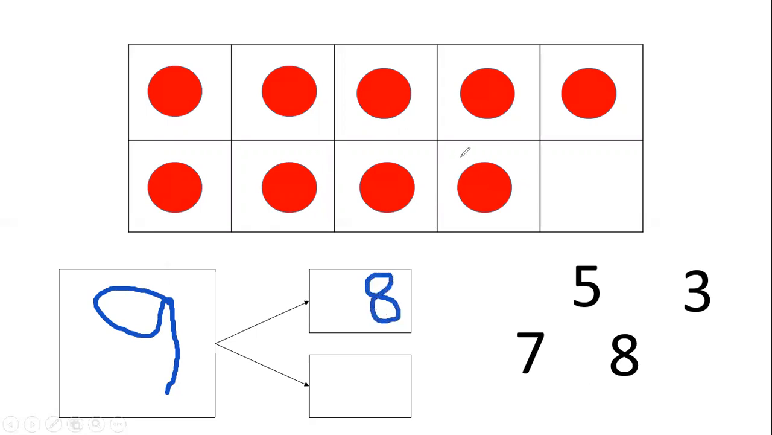Let's see how many are left. 1, 2, 3, 4, 5, 6, 7, 8. Fill in that number bond, and your other part should be a 1. So 9 minus 8 equals 1. Good. And that's how we tell stories about 9.